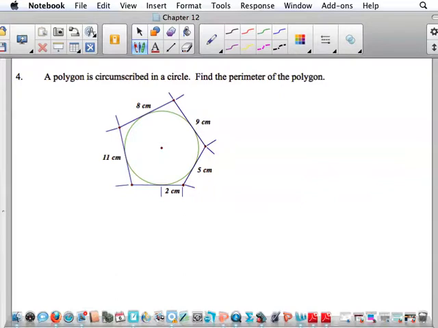Number 4, a polygon is circumscribed, or actually, a polygon is circumscribed about a circle. Find the perimeter. So when you look at this, remember that these are all points of tangency where the circle and those lines intersect. So start with the one that is 2. If this length is 2, this length is 2. Therefore, this length would be 3, and this length would be 3. That makes this length 6, and this length 6, making this one 2, and this one 2, and finally the last one then would be 9 and 9. So then you can just add all of those up and you would get that the perimeter is equal to 44.